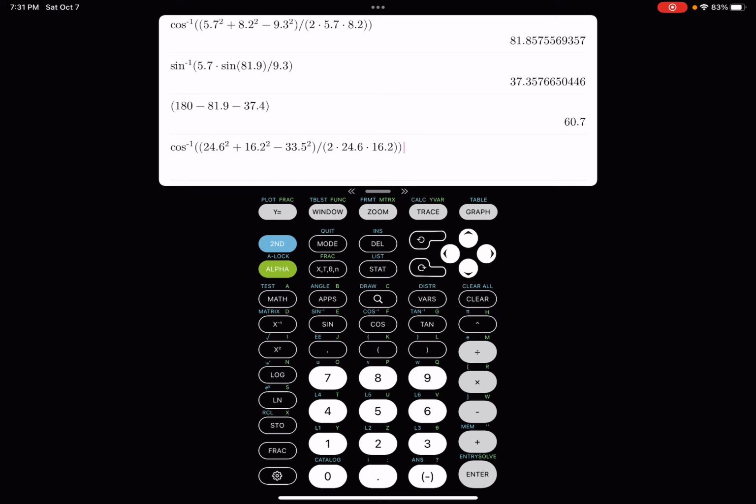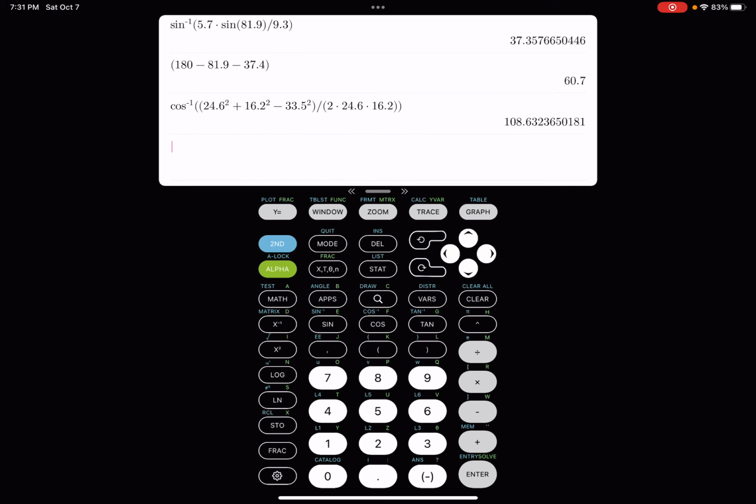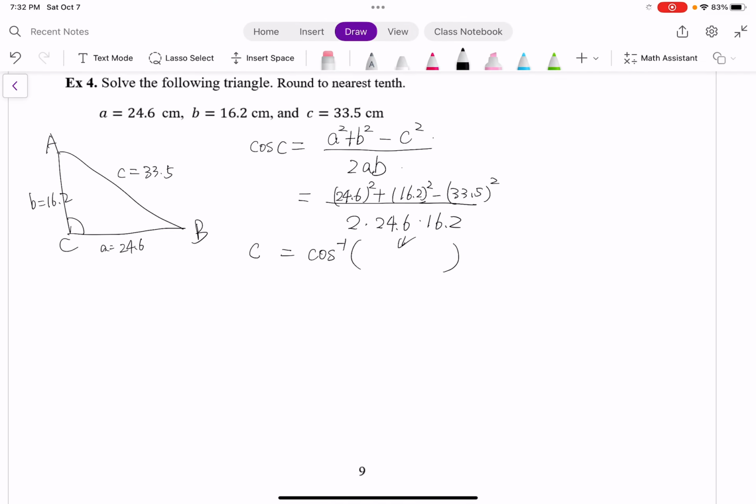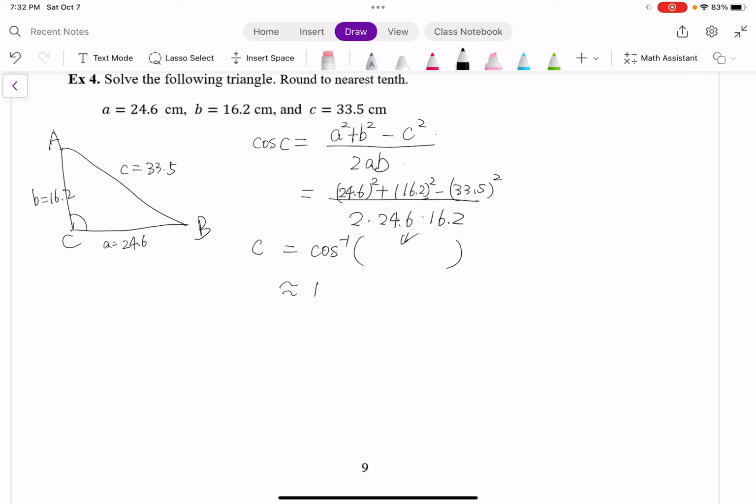And then close the parentheses. Hit enter. Okay, I got the angle C. Do not forget you have the inverse of cosine. So C is about 108.6 degrees. Okay, if I found C, I can find A or B. I can pick any of them. So how about A?